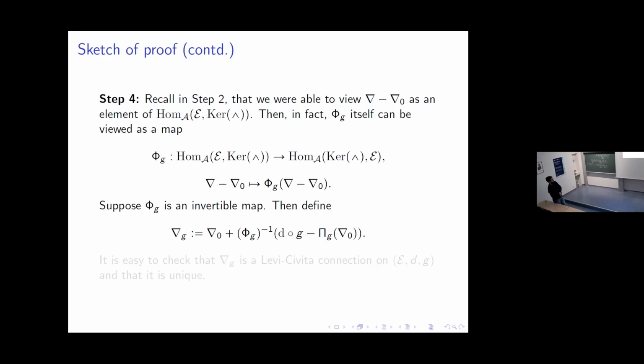If it is invertible, just write down this construction: nabla g is defined as follows. You take decompose g minus pi g nabla naught, pull back its image inside, and add nabla naught. It is an easy check that nabla g is a Levi-Civita connection on E, D, G, and it is also easy to check that it is unique. So we are putting our hopes on phi g being an invertible map.